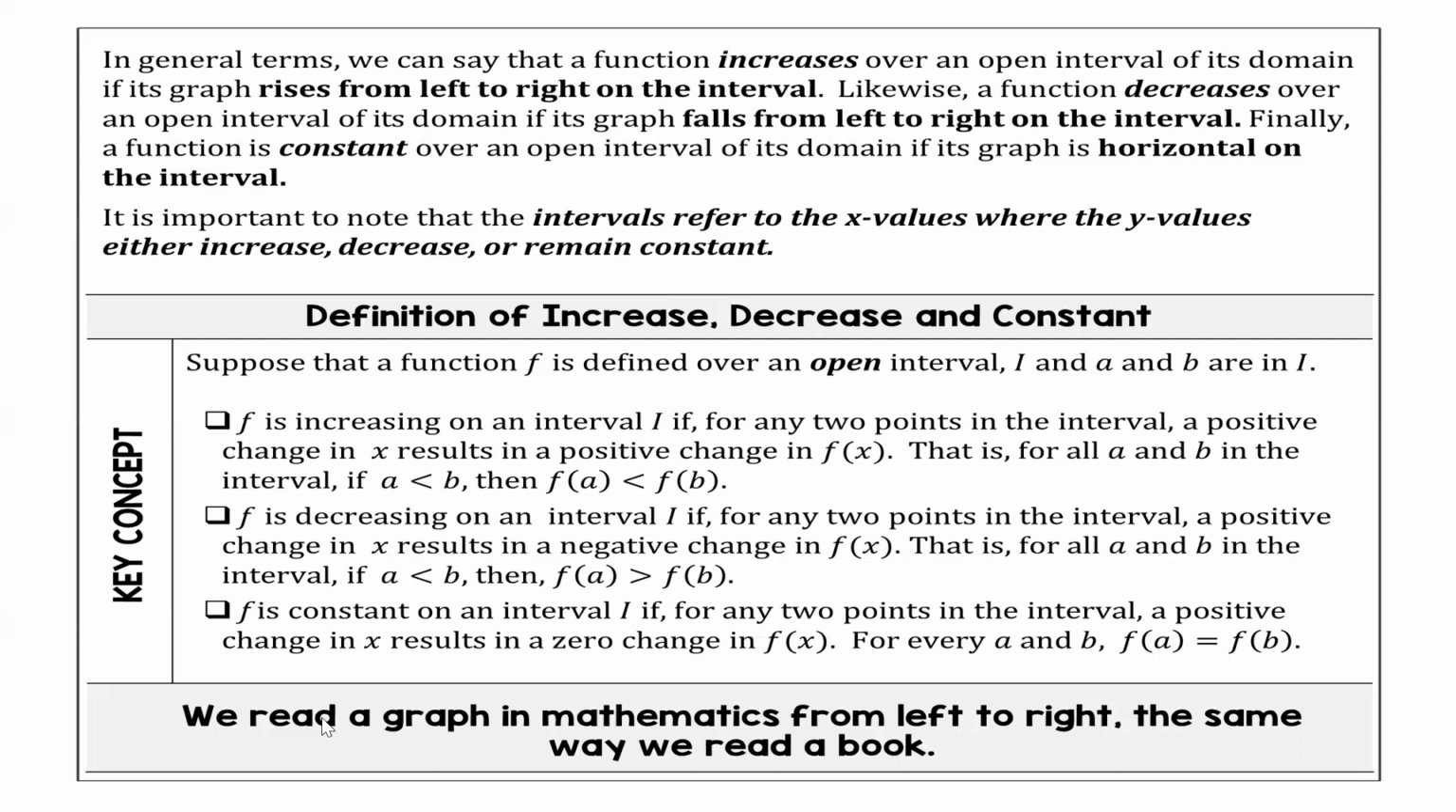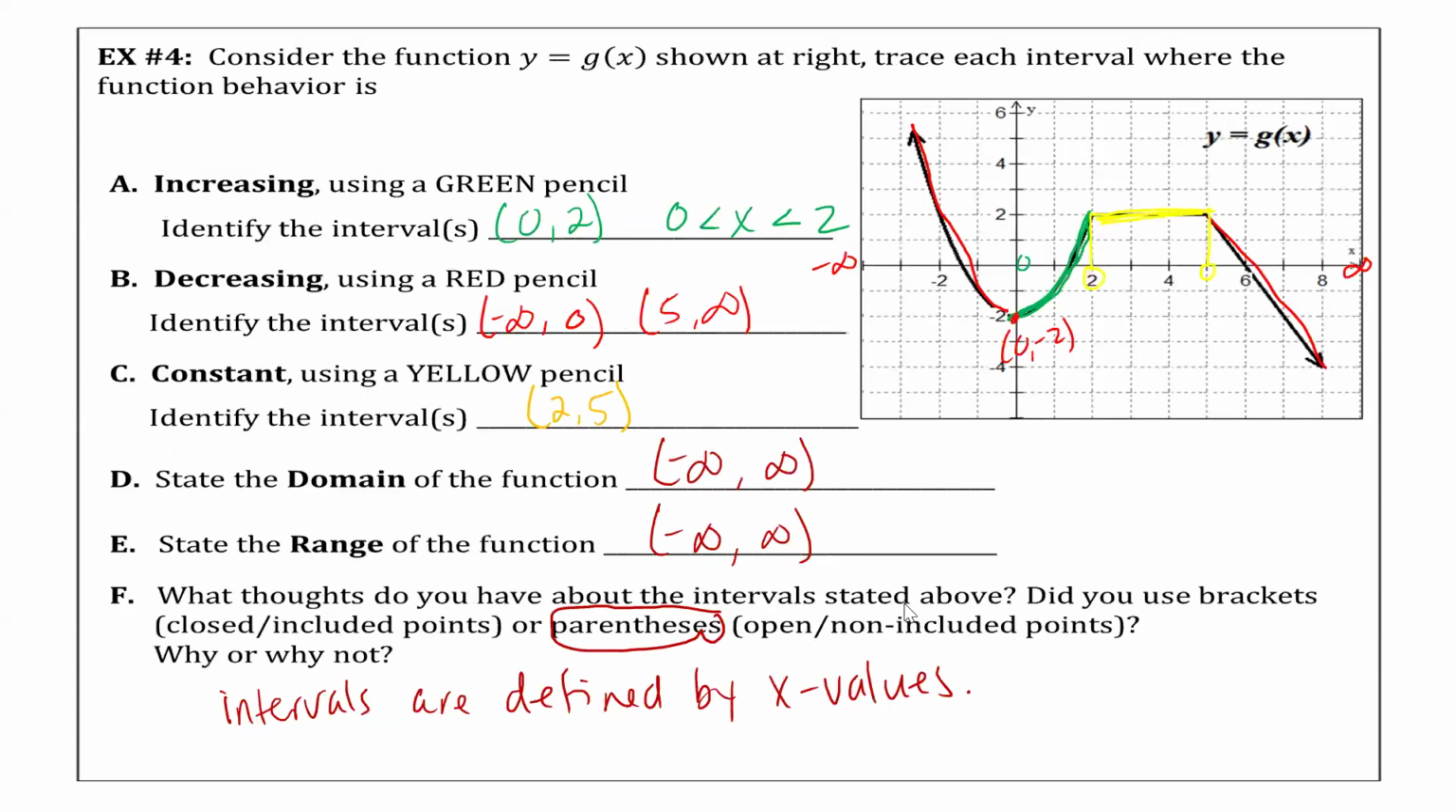Just a key thing to remember, we read our graph in mathematics from left to right, the same way we read our book, got it? All right, so you guys, just for the sake of time, I kept the highlighted stuff. As you can see right here, before I did the answering, I went through and marked my graph, starting from left to right. On the left side, I highlighted it in red because that's where I was decreasing. You don't have to mark it. You can write, this is a decreasing interval.